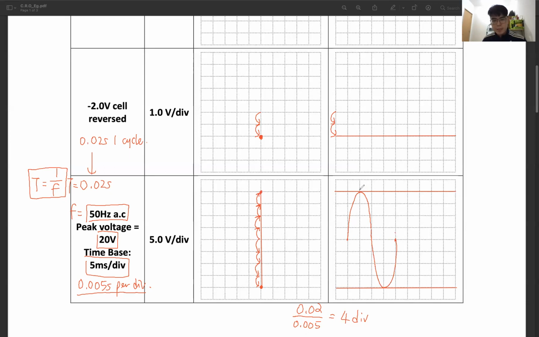And the peak voltage is 20 volt. 1, 2, 3, 4. Then I continue to draw like this. Okay, something like this. So this is how it looks. I erase this too. This is the graph that I have.